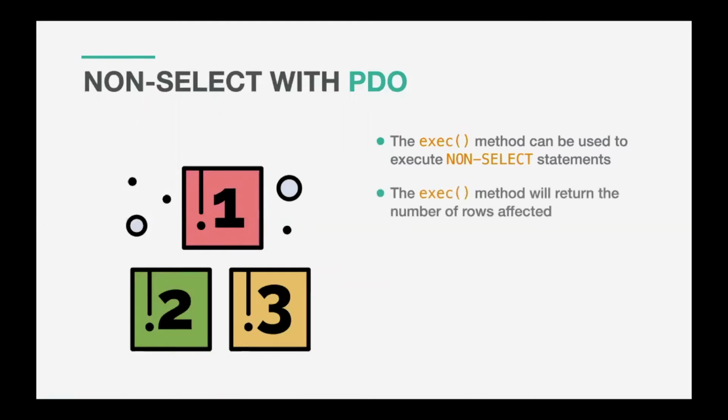This exec method will return the number of rows affected. So remember when we were working with databases and we updated something, and we updated a single row, it would come back with one row affected, right? Or if we deleted a couple of rows, it would say 2 rows affected. Well, that's what the exec method will do. It will return a number with the number of rows affected. So we'll get 1, 2, 3, and so forth.